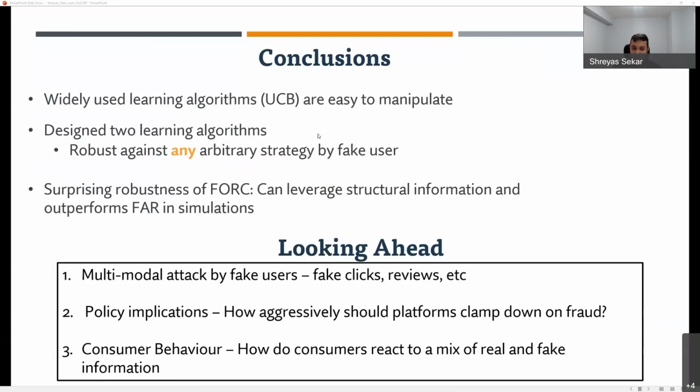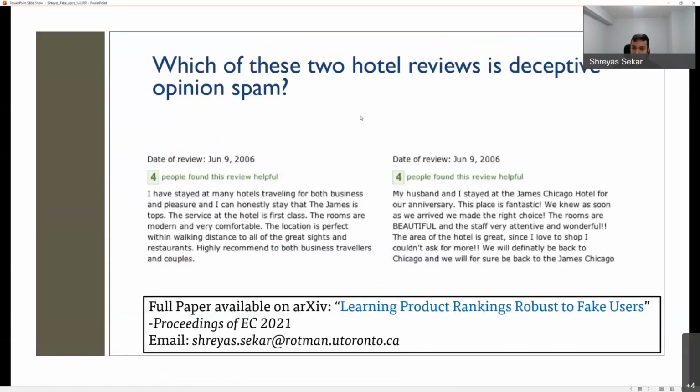So I'll take questions and I'll leave you with a fun question as well. So there are these two nice reviews that are here. One of them is real and one of them is fake. I want you all to look at this and post on the chat or maybe just chime in.